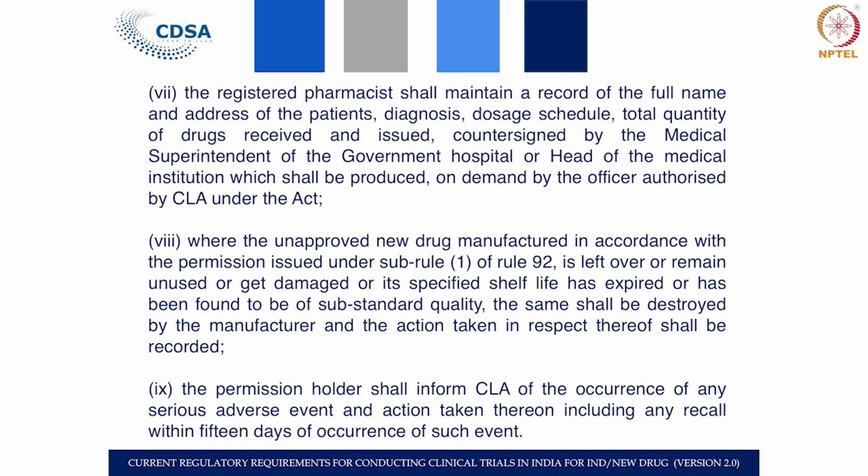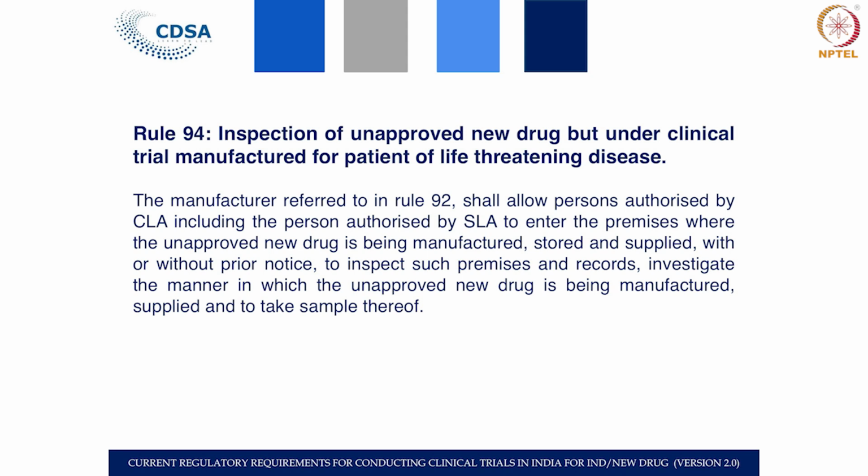And in case of serious adverse events, there has to be a recall within 15 days of occurrence of such an event. The most important part is that the permission holder has to inform the central licensing authority of the occurrence of any serious adverse event and the action taken, including if there is a recall because of the serious adverse event, within 15 days from the occurrence of such event.